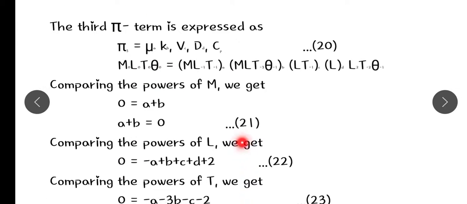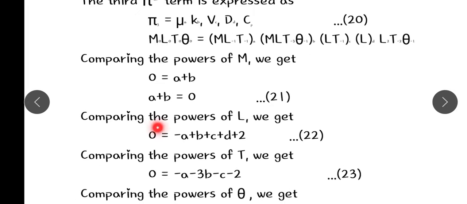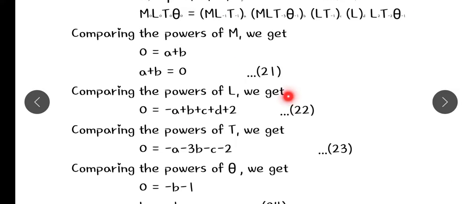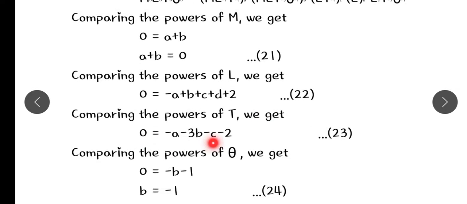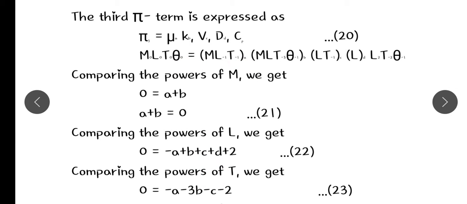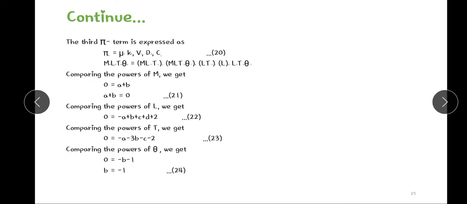Comparing the powers of M, we get 0 is equal to a plus b, so a plus b is equal to 0. After that, comparing powers of L, we get 0 is equal to minus a plus b plus c plus d plus 2. Comparing the powers of T, we get 0 is equal to minus a minus 3b minus c minus 2. Comparing the powers of theta, 0 is equal to minus b minus 1.